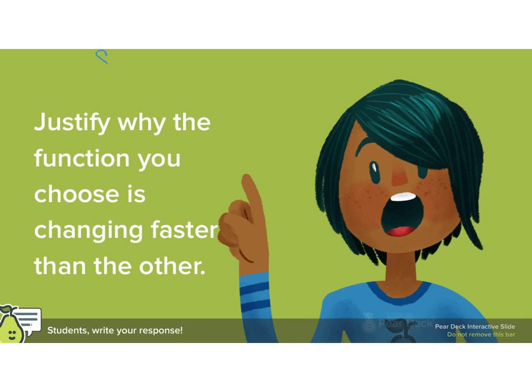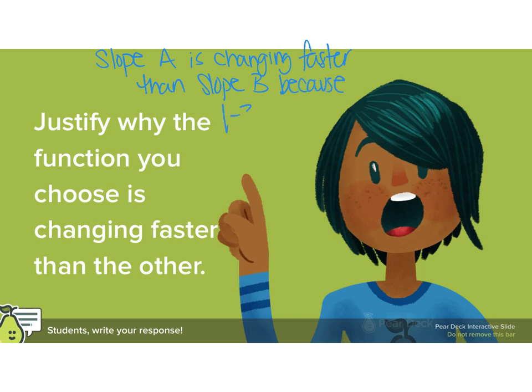So slope A is changing faster than slope B. And then here's the reason. Because the absolute value of negative 3 is greater than the absolute value of 1/2.